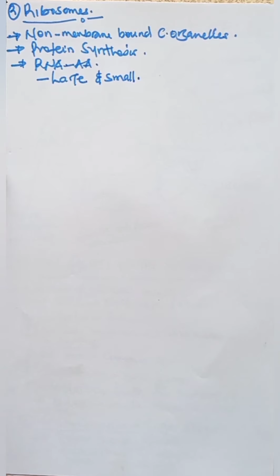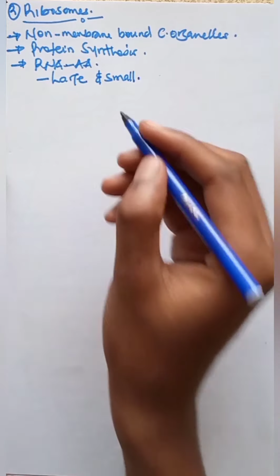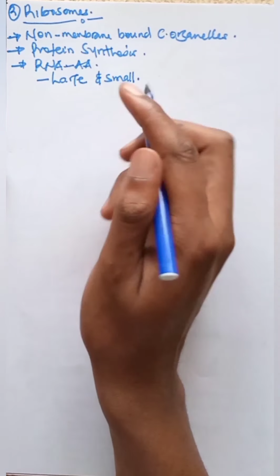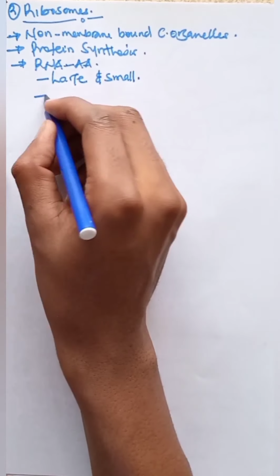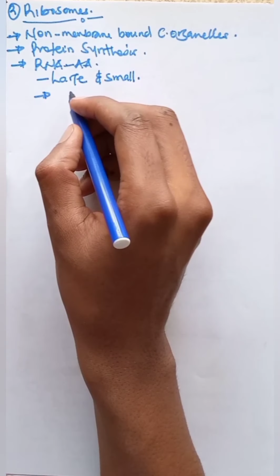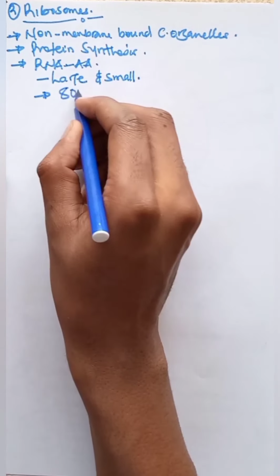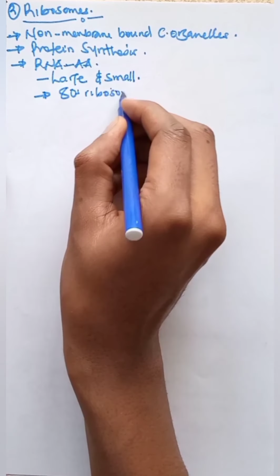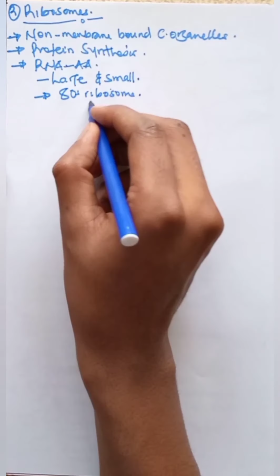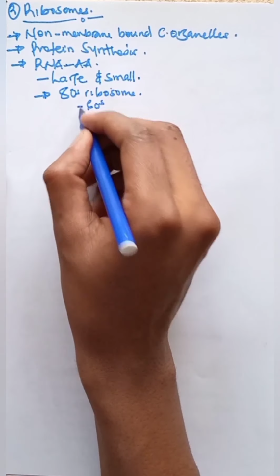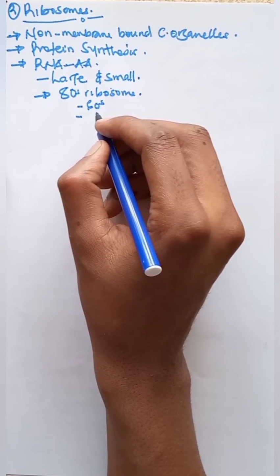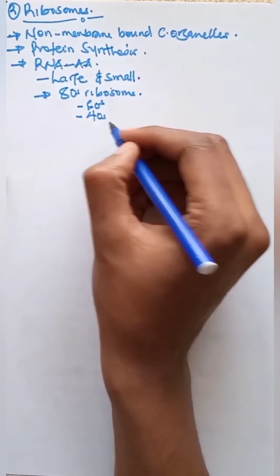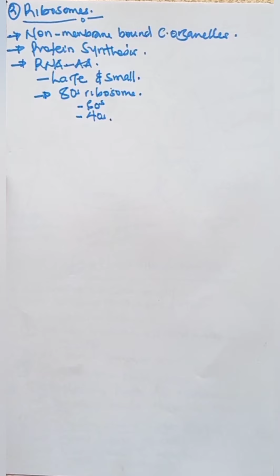And of course, when you look at the eukaryotic cell, eukaryotic cell ribosomes are of the 80S ribosome, which is made up of the 60S large subunit and the 40S small subunit.